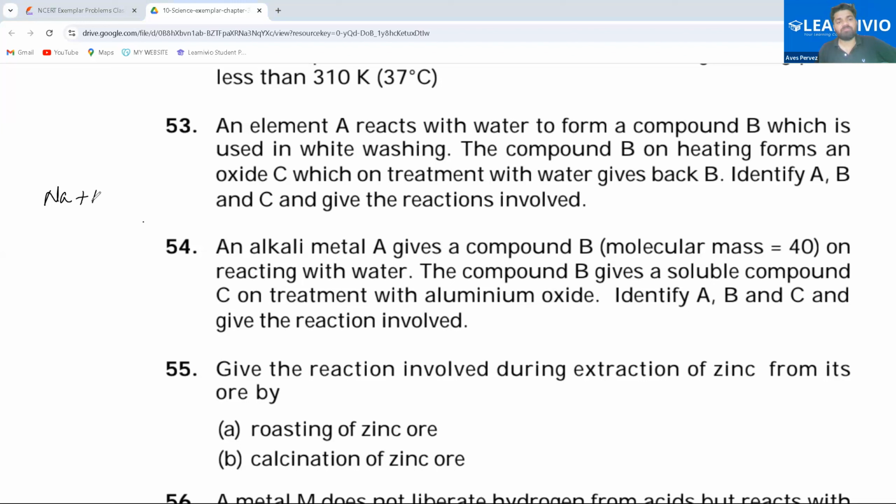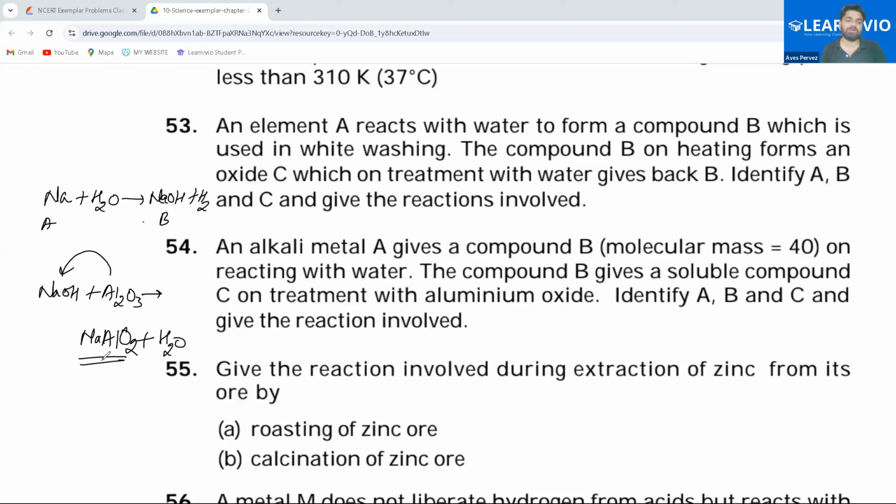Na, when it reacts with water, what will it give you? NaOH plus hydrogen gas. This is the A element and this is the B. Now it says that compound B, NaOH, when it reacts with Al2O3, gives a compound C which is soluble in water. So what happens when NaOH reacts with Al2O3? Can anybody tell me? Tell me fast. NaAlO2 plus water. NaAlO2, because it is aluminate, plus water. Very good. If it were only Al, then it would be hydrogen gas, but it is Al2O3, so it will be water. So this is NaAlO2, sodium aluminate. The compound C is sodium aluminate.